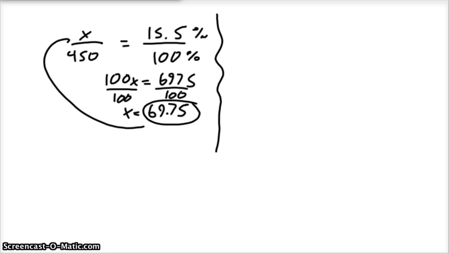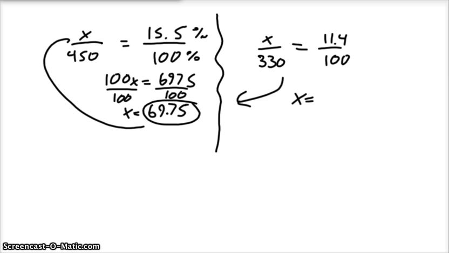So another example is, what number is 11.4% of 330? So we have 11.4 out of 100, and we're taking it out of 330. Okay? So that's how you set it up. You guys can do the math, and eventually after all the math, we would get 37.62.